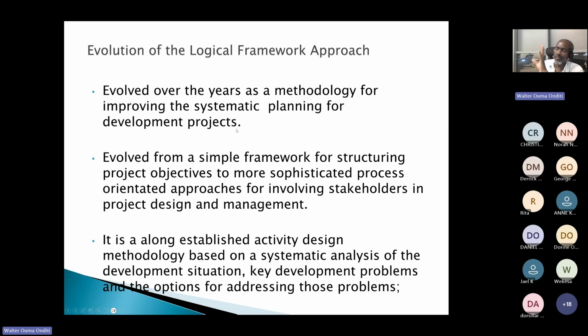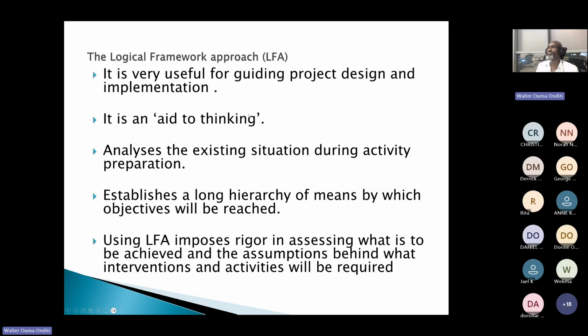Now, how it evolved, I think this is a bit historical. Let me leave it for you just to read how it has evolved over time. But the important part here is that it is useful for guiding the design and the implementation. In fact, people call it the thinking analysis. When you are formulating the logical framework, there's going to be a lot of thinking. And we are going to see the different layers of thinking, the vertical thinking, the horizontal thinking, and of course, any other thinking that we may see there.